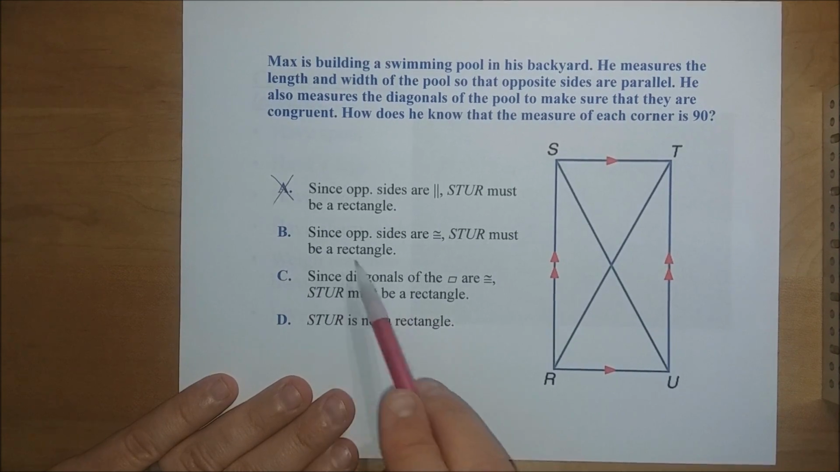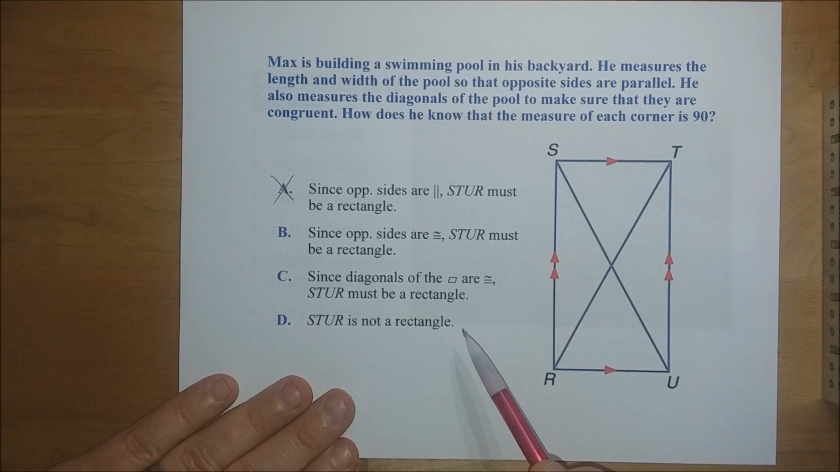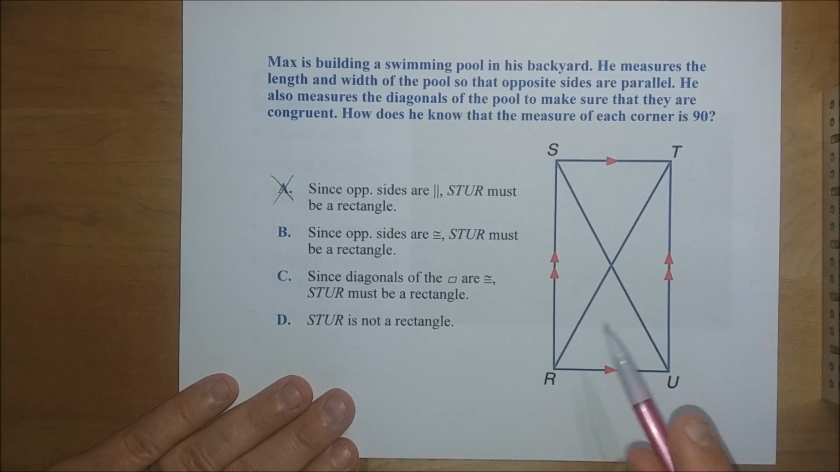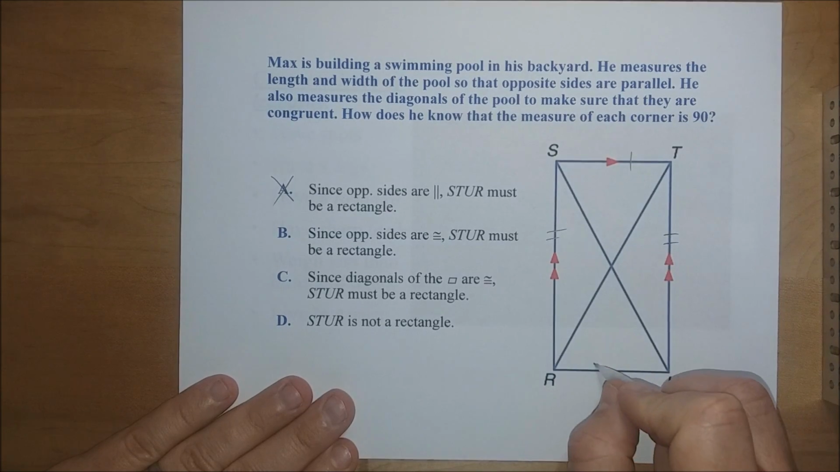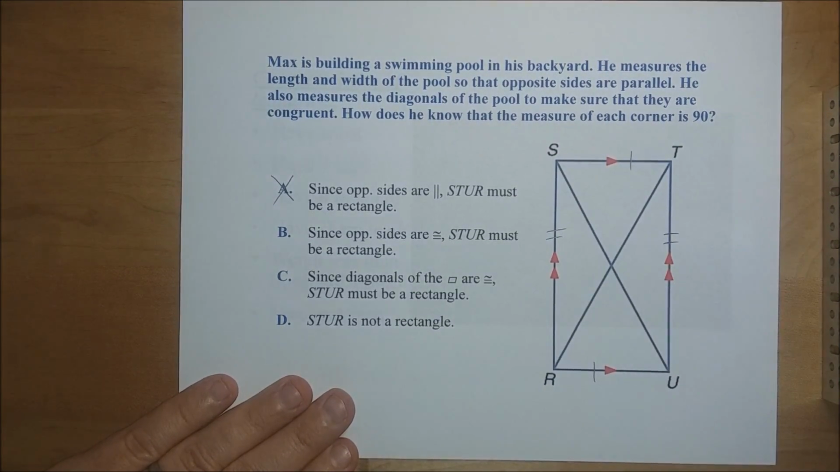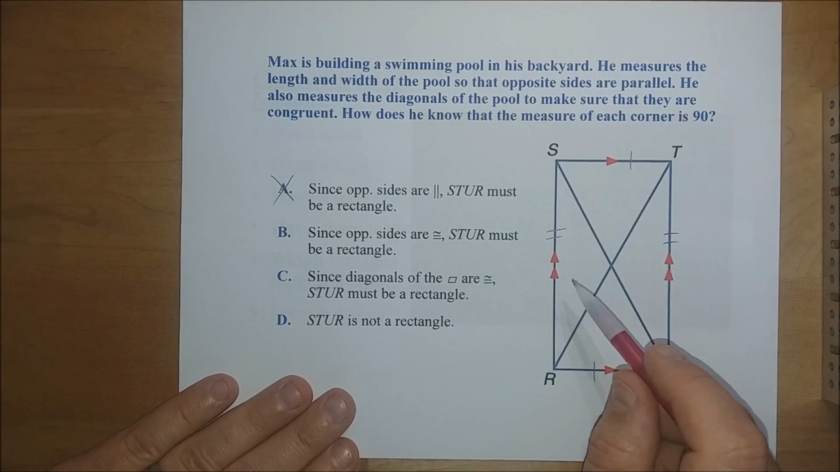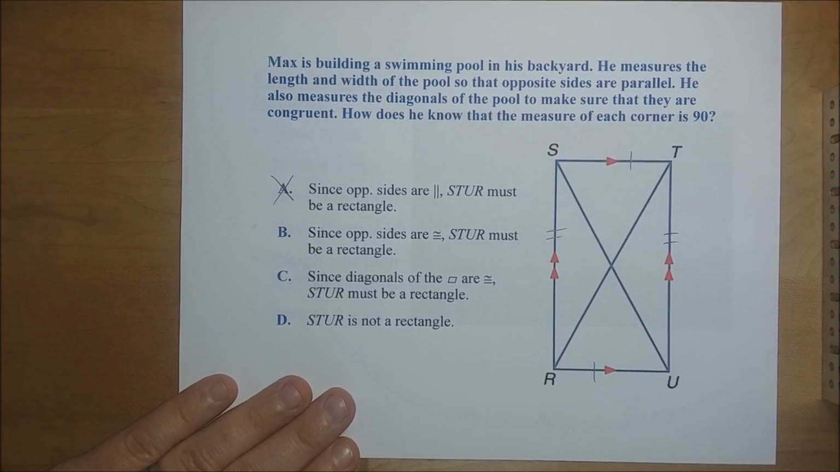Choice B, since opposite sides are congruent, STUR must be a rectangle. Well, it didn't actually tell us that they're congruent, but let's go ahead and assume that they are. I guess we do know they are because we know that they're parallel, and then we know it's a parallelogram, and there's lots of things we know about parallelograms, including the fact that the opposite sides are congruent. But that's true of all parallelograms, not just rectangles. So that doesn't necessarily prove it's a rectangle.